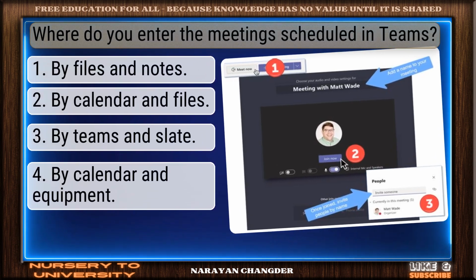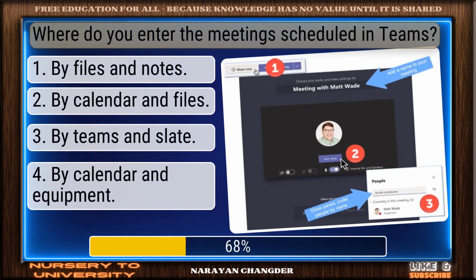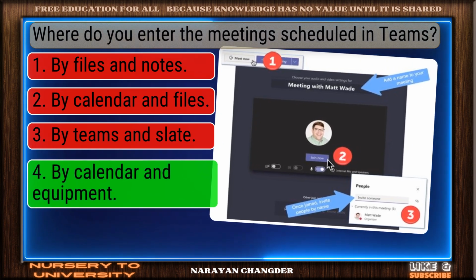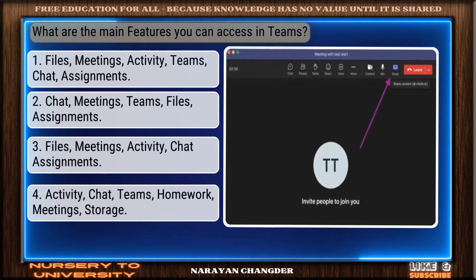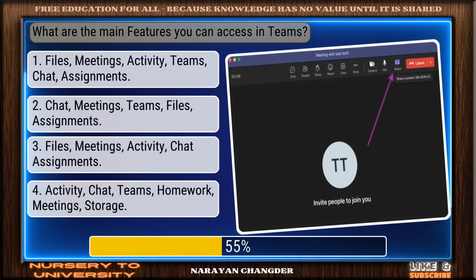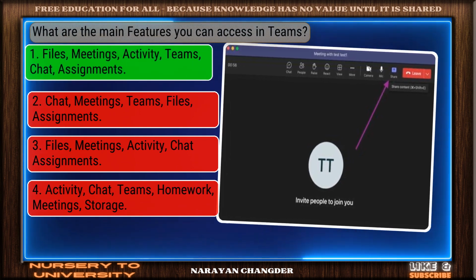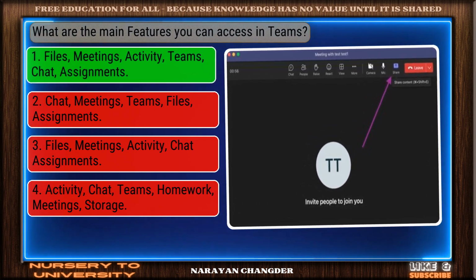Question number 5. Where do you enter the meetings scheduled in Teams? You chose by calendar and equipment, and it is correct. Question number 6. What are the main features you can access in Teams? You got it. Your choice, files, meetings, activity, Teams, chat, assignments, is right.